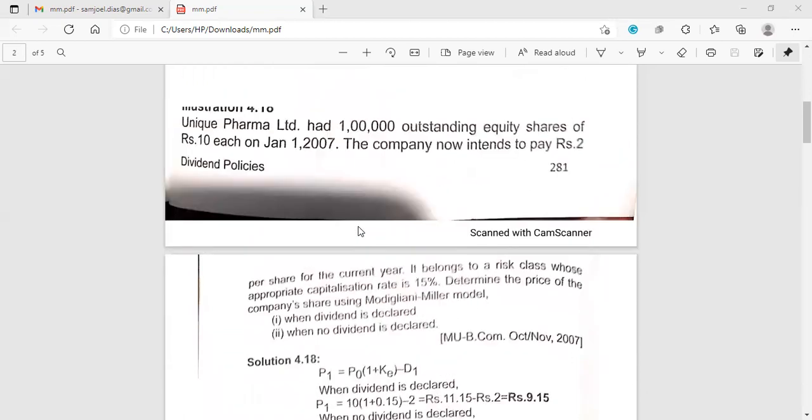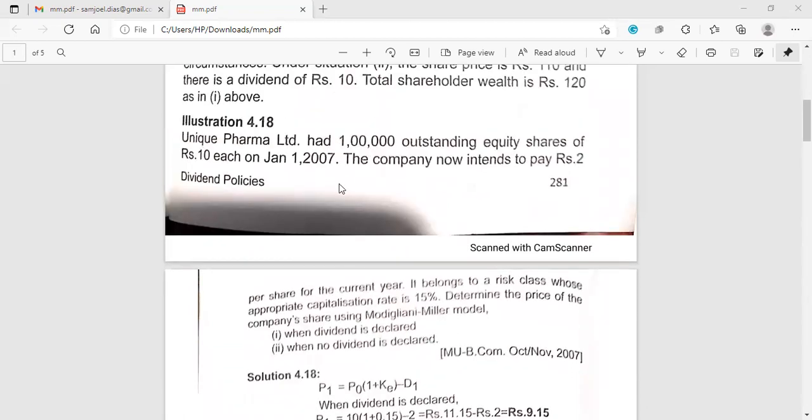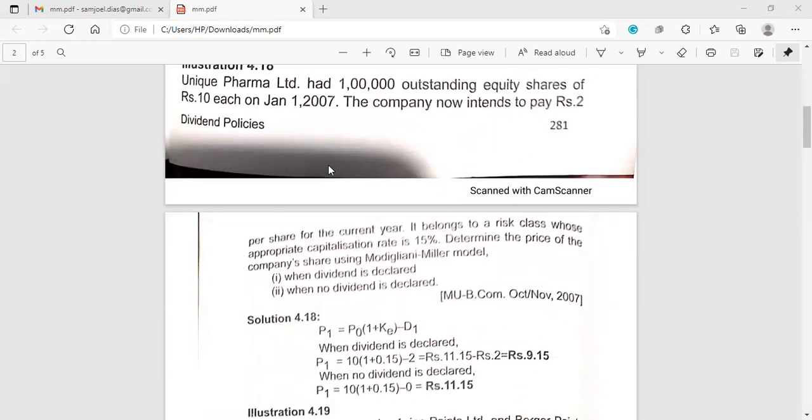Now let us move to another problem. Unique Pharma Limited had 1 lakh outstanding equity shares of rupees 10 each on January 1st, 2007. The company now intends to pay rupees 2 per share for the current year. It belongs to a risk class whose appropriate capitalization rate is 15%. Determine the price of the company share using the Modigliani-Miller model when dividend is declared and when no dividend is declared.